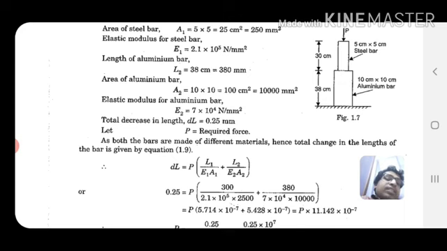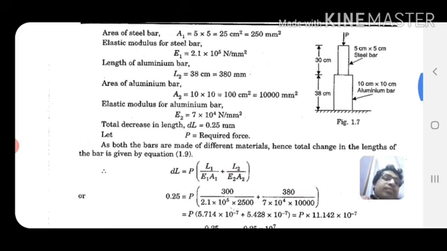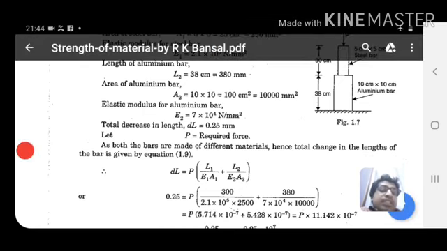Length of the aluminium bar, L2, is equal to 38 centimeter, so 380 millimeter. Area of aluminium bar, A2, is equal to 10 into 10, so that is equal to 100 centimeter square. So that is equal to 10,000 millimeter square. Elastic modulus for aluminium bar, E2, is equal to 7 into 10 to the power 4 Newton per millimeter square.